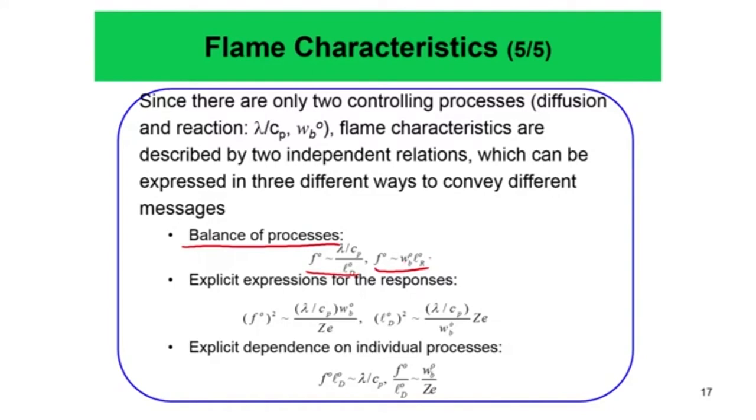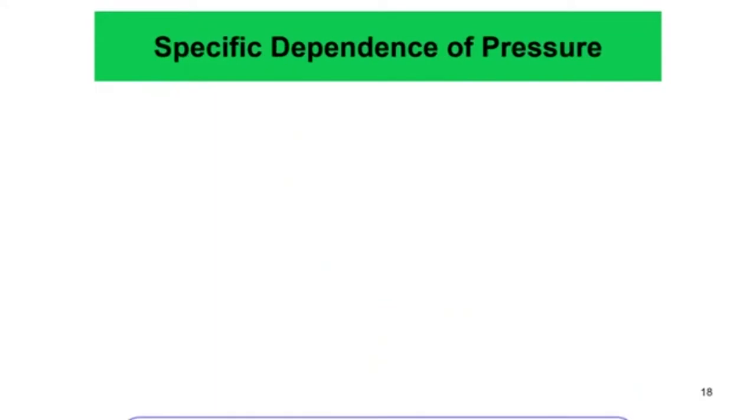LR is the reaction zone thickness. And then we can combine these two to find an explicit relation for the responses, whereas F0 square is equal to lambda by Cp times WB0 divided by Zeldovich number, and this LD0 square is essentially lambda by Cp divided by WB0 times Zeldovich number. And when we do the explicit relationships, we can find this sort of thing by considering only the diffusive properties or the reactive properties. F0 times LD0 is only dependent on diffusion, whereas F0 by LD0 is only dependent on reaction.